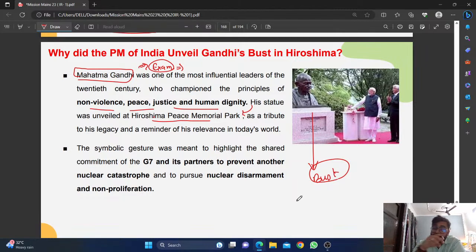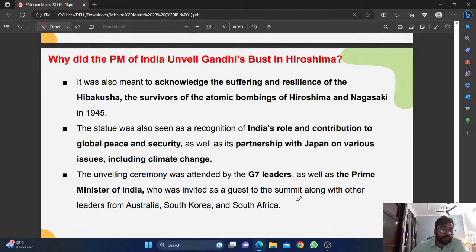And this idea of G7 and Mahatma Gandhi will further highlight India's commitment to nuclear disarmament and nuclear non-proliferation. India believes that the world today does not need nuclear weapons, and there is no need to spread nuclear technology. Further, it is to acknowledge the suffering and resilience of the Hibakusha. Now, what is Hibakusha? Hibakusha are basically the survivors of the atomic bombing of Hiroshima and Nagasaki.